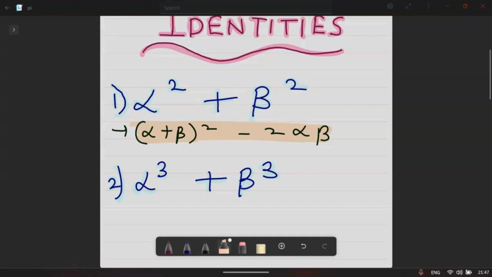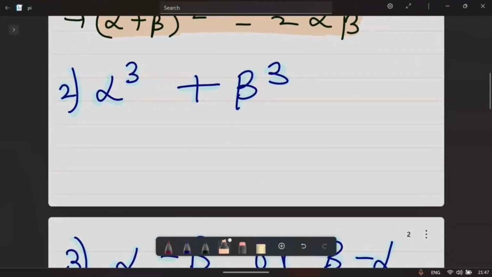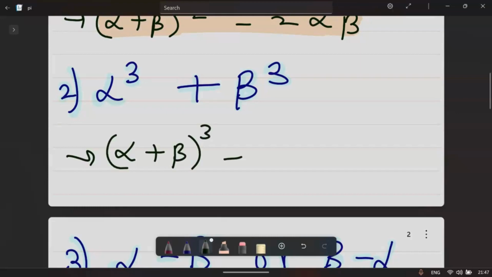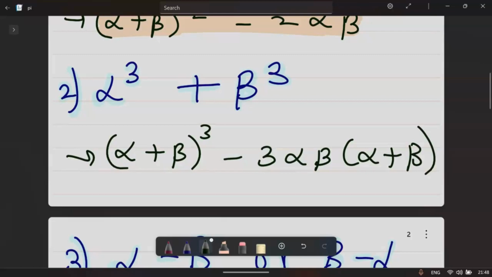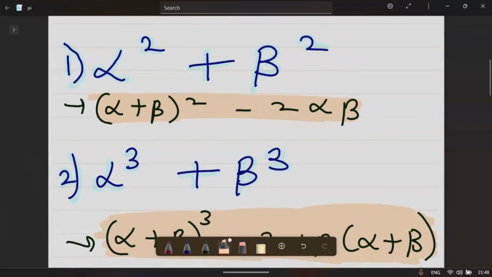Now, the second identity which we have is of alpha cube plus beta cube. Again, very simple. Alpha plus beta whole cube minus 3 alpha beta, alpha plus beta. You can see whatever identity is coming is in terms of alpha plus beta or alpha beta. This is another very important identity. The identities I have written are highly important, okay?